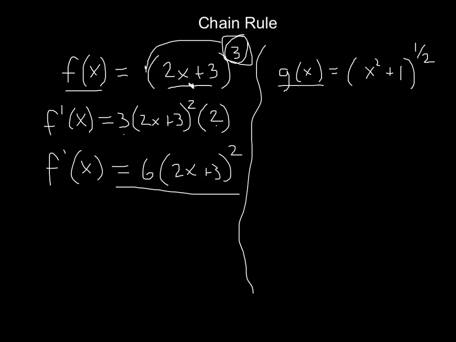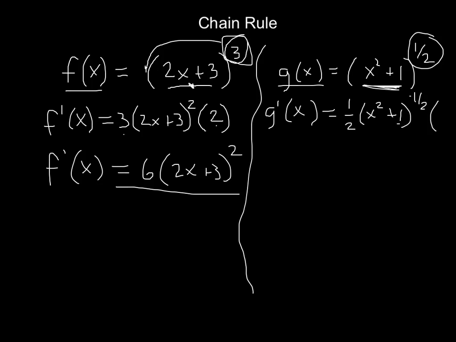Now moving on to g of x, we have two different functions. The inner function is x squared plus 1. The outer function is the square root of the function. So we differentiate: g prime of x is the derivative of the outer function, 1/2 times (x squared plus 1) to the minus 1/2, times the derivative of the inner function, which is 2x.